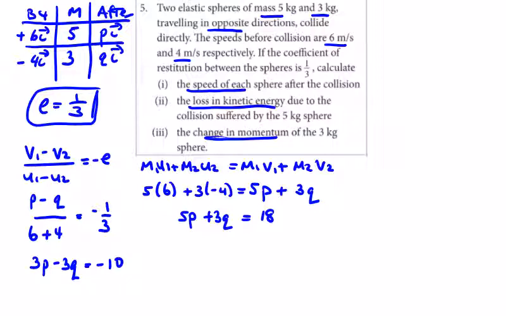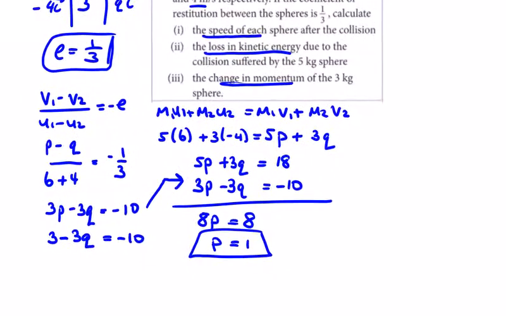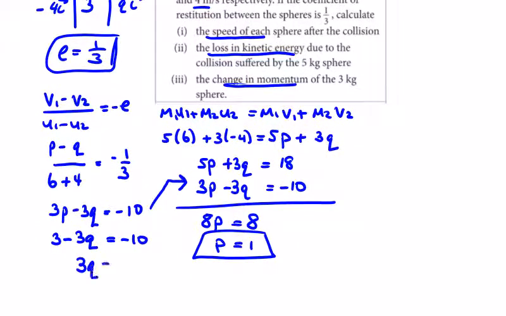We have a plus 3Q and a minus 3Q, so adding, we're going to get 8P is equal to 8. So P is equal to 1. If P is equal to 1, we're going to get 3 minus 3Q is equal to minus 10, so we're going to get 3Q. If we bring it to the right and bring the 10 to the left, it'll be positive, so 13. So Q is equal to 13 over 3.